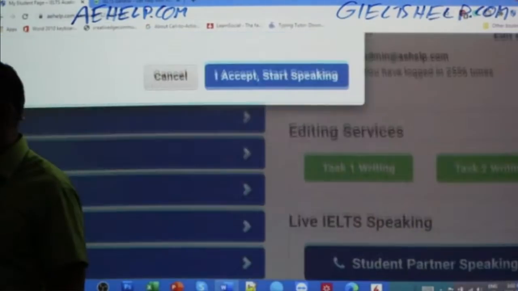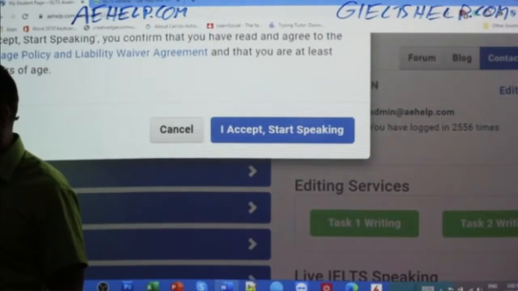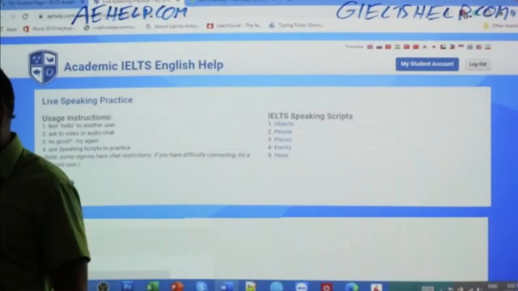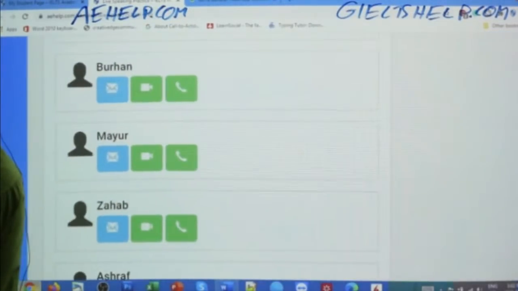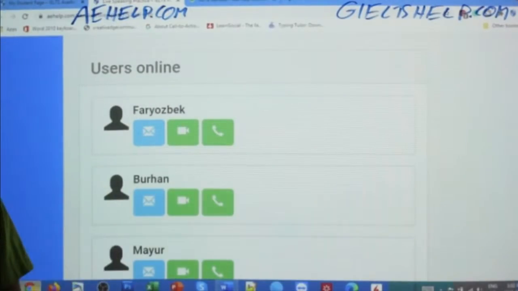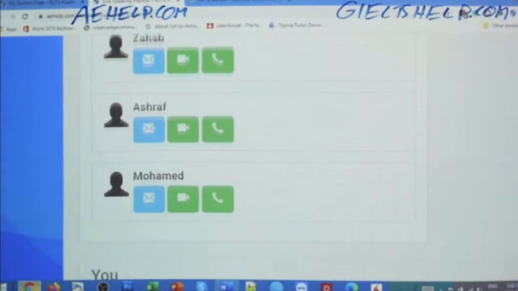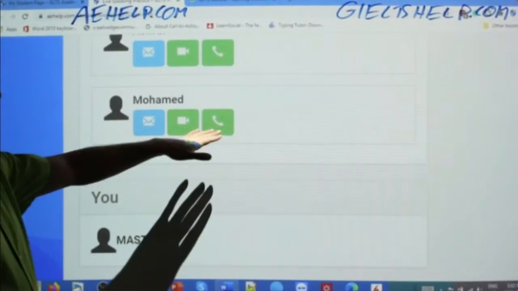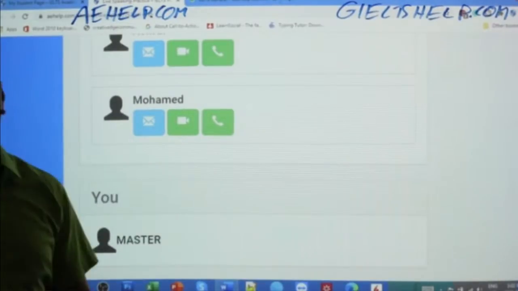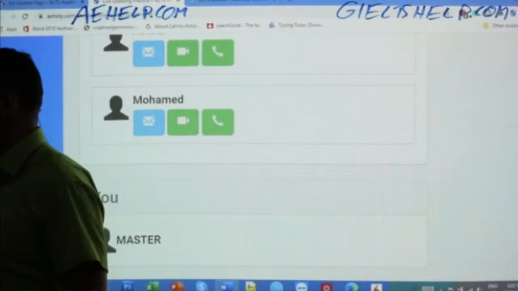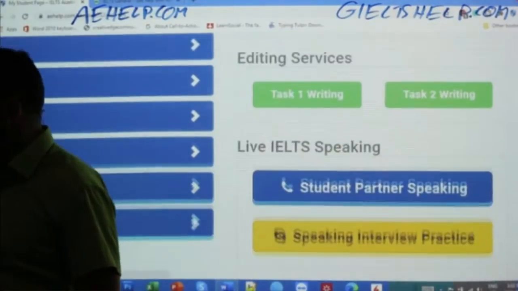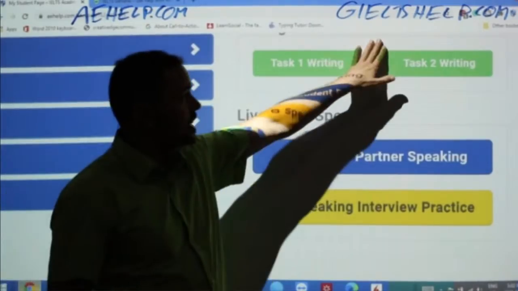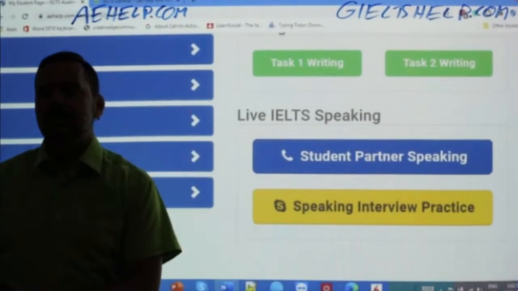It's responsive. And then when you click on the student partner speaking, you accept the terms that you are going to use it with respect for other students. And then you will see lots and lots of students waiting for somebody to partner with them. Here you see Farizobek, Burhan, Mayur, Zahab, Ashraf, Mohammed, all waiting for somebody to either video or audio chat, send them a text, and just begin practicing. So make sure to check that out. It's absolutely free, and you will find that in the My Student page at either aehelp.com or gieltshelp.com by clicking on the student partner speaking. So make sure to use it.